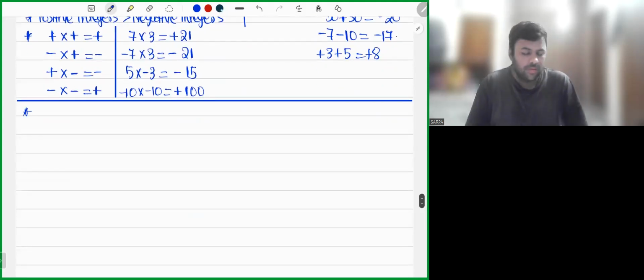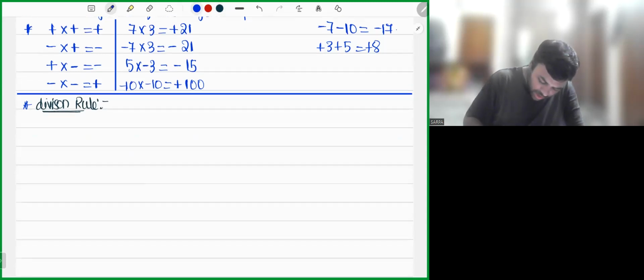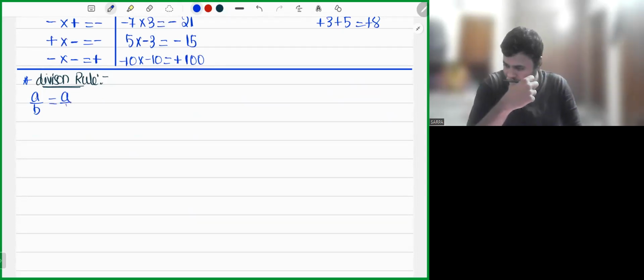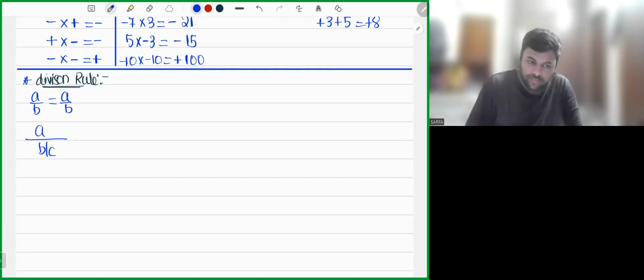After this comes our most important rule, that is division rule. Division rule in mathematics. So what is this division rule? I'm having A by B. A by B, I'll write it as A by B itself. There is no change in A by B. A by B will simply write it as A by B only. There is nothing special in this. Next, A divided by B by C will write it as AC by B.